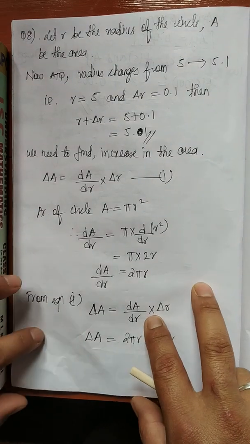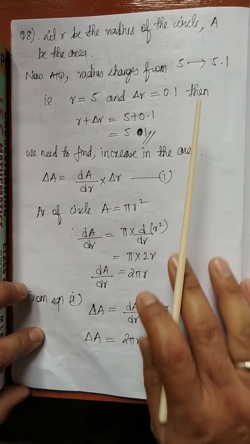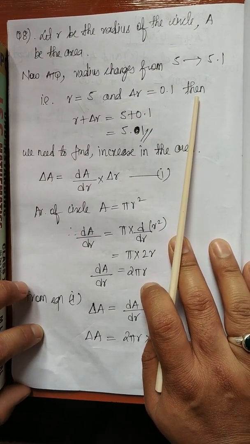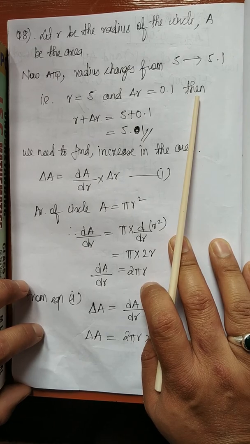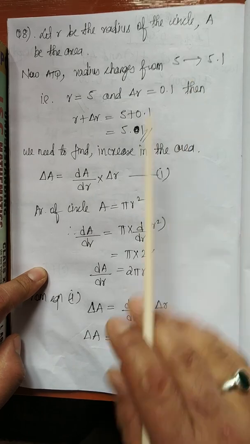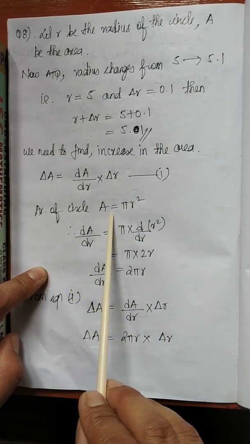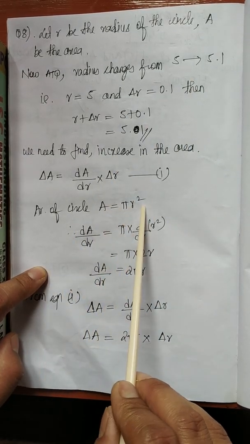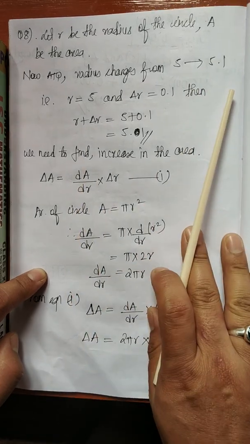Okay, so let's move to question number 8 now. In question number 8, the radius of a circle increases from 5 to 5.1 centimeter. Find the increase in area. So we need to find the increase in area. We know the area of a circle is given by A equals pi r square. So let's see the solution.